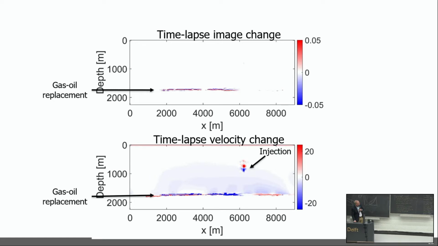There's an injection there that also creates a time-lapse effect. It creates stress in the field too, and the whole stress overburden is changing. You see this blue haze is also a change because of reducing the stress in that field.